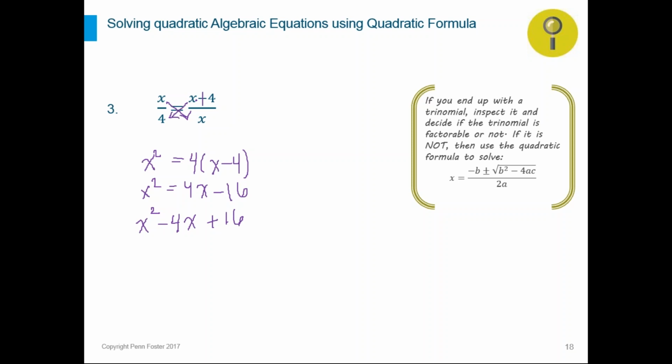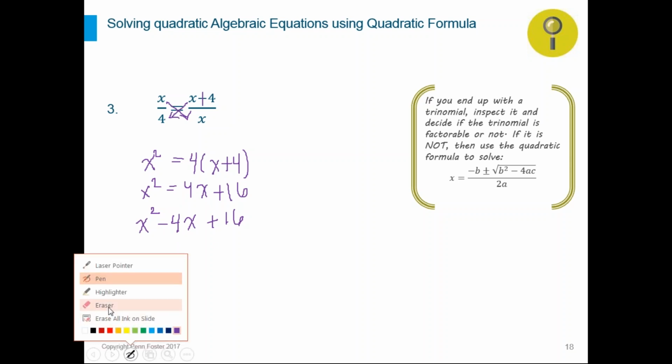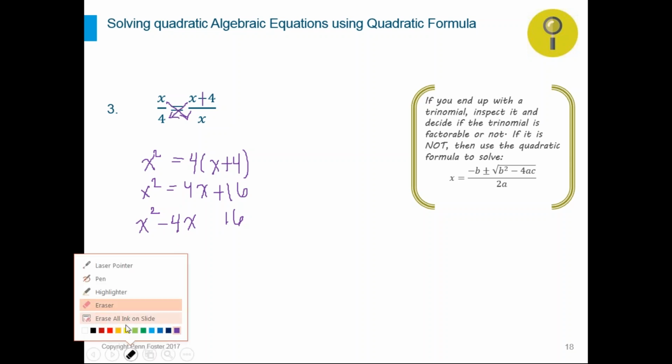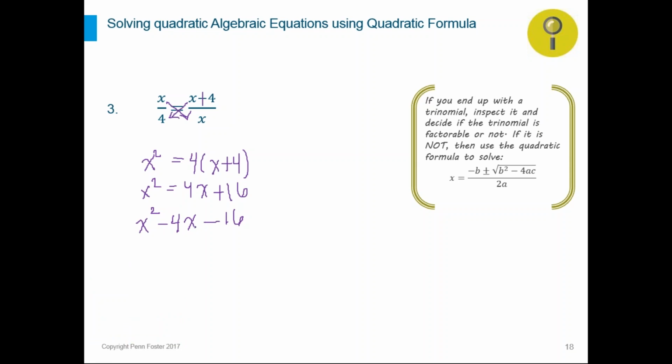Now I know that I changed the signs on that question. So instead of x minus 4, I would like to have an x plus 4. When we multiply 4 times 4, that will give you positive 16. When you bring it over to the other side, it will become negative 16. I just wanted to make it right for the purpose of showing you how to use the quadratic formula. So we have now x squared minus 4x minus 16 equals 0.